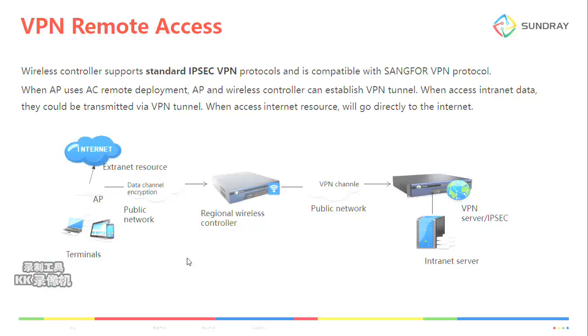So if they choose Sundray AP VPN, on the Sundray AP we can set specified IP segments to go back to the headquarters, but the internet access, like website browsing and video browsing, will just go to the internet. They don't need to go back to the controllers. So in this way, on the one hand we save the bandwidth in the headquarters, and on the other hand we achieve the VPN features.